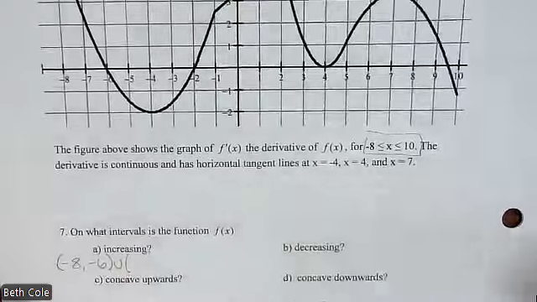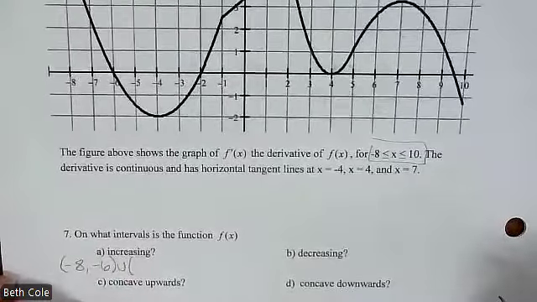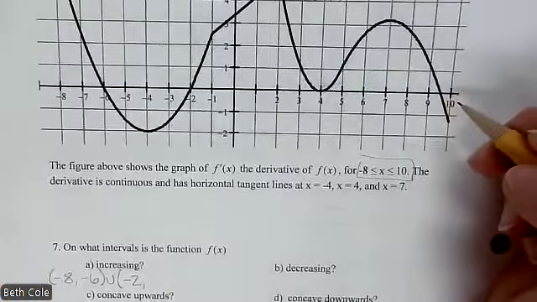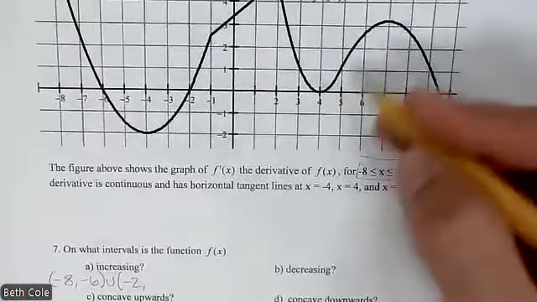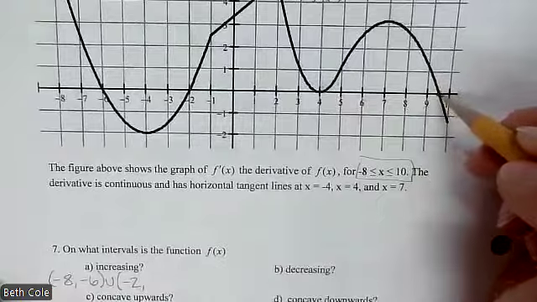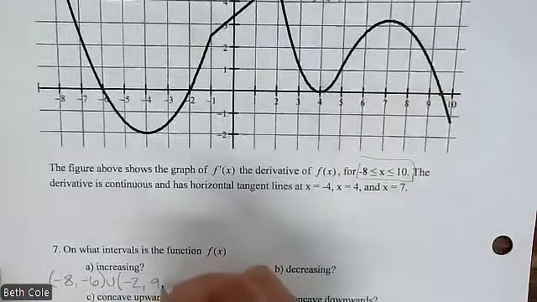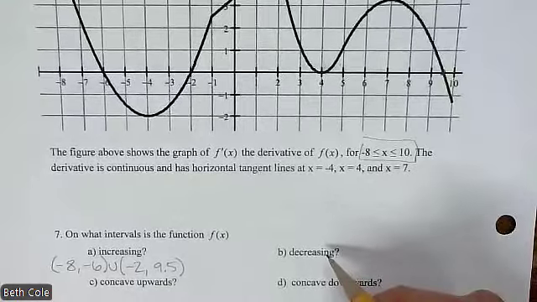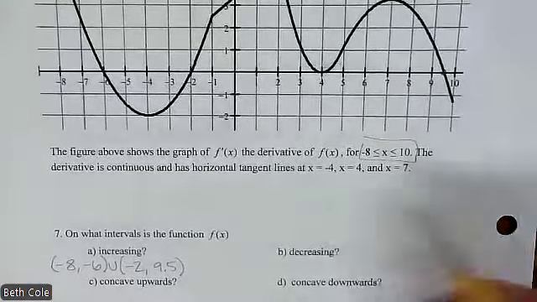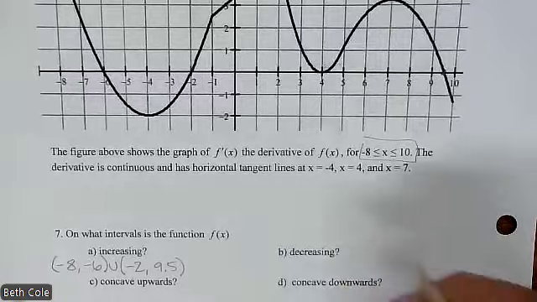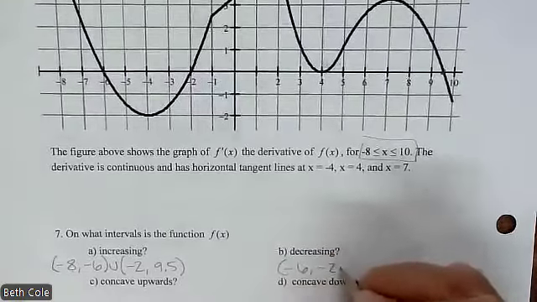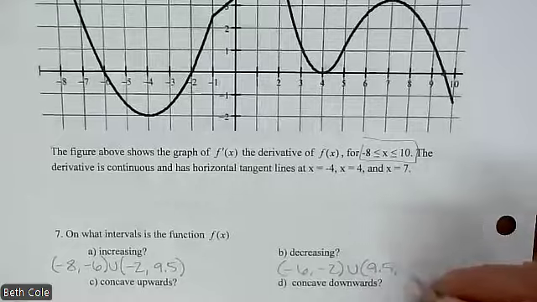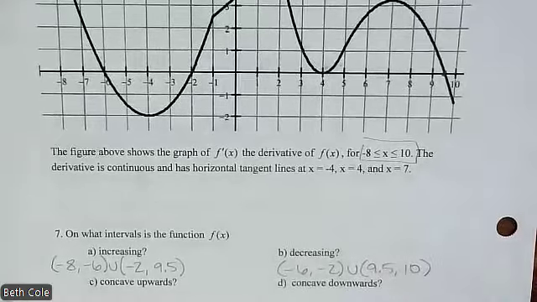You guys were correct. Union, -2 to... Now you can actually keep going past 4 because we're still above sea level all the way until, yeah, we'll say that 9 is 9.5. So where is f of x, not the graph you're looking at, decreasing? -6 to -2. 9.5 to 10. It ends at 10.